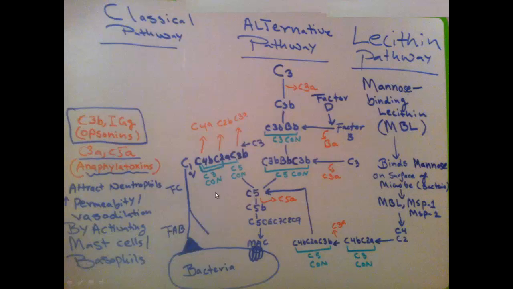An important thing to mention here is that C3b and the IgG form the opsonins, so they stick onto the bacterium to make it visible for the phagocytes, which are then able to engulf them. The C3a and C5a, which we keep mentioning, are the ones that are cleaved away, and they are the anaphylatoxins. They attract the neutrophils, and by acting on the mast cells and basophils of the local capillaries, they increase the permeability and vasodilation in this region. So that was the overview of the complement system.